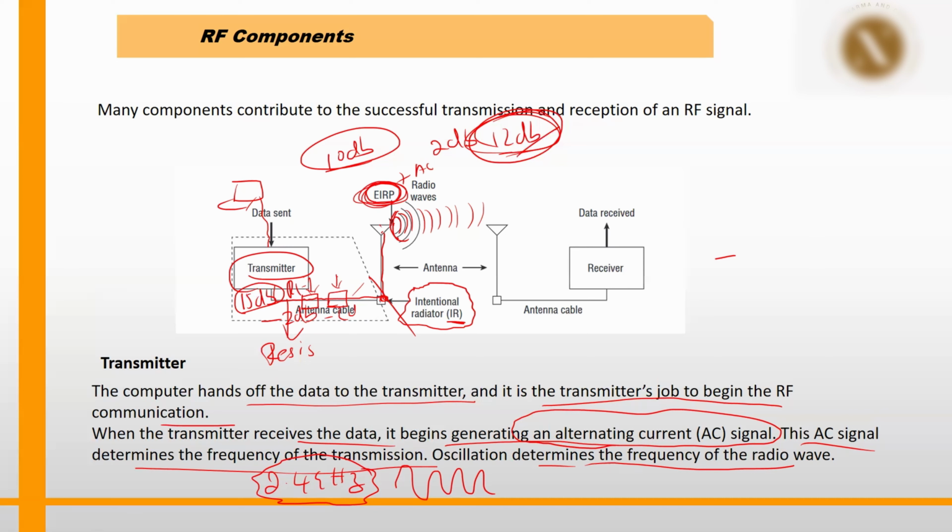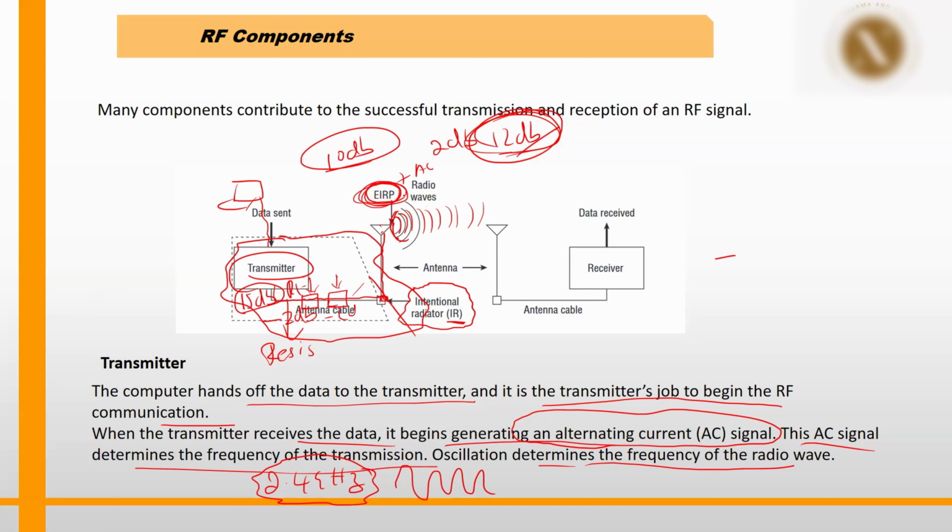Will IR decrease or increase the signal? See, that is just a terminology. IR is nothing but the transmitter plus the cables and the connectors. Till that point, it is called the IR. That's just a term. EIRP is also a term: whatever the plus and minus, all of this plus the antenna gain, that is the EIRP.